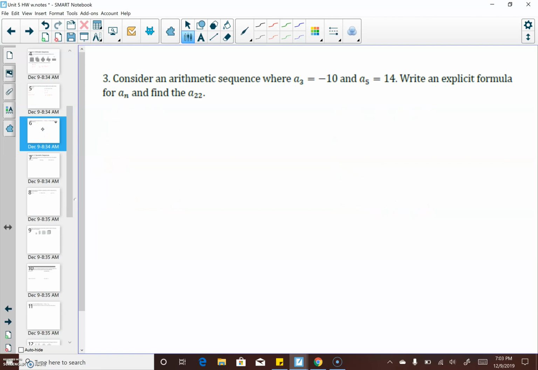For the third one, we want to consider an arithmetic sequence where a sub 3 is negative 10 and a sub 5 is 14. Write an explicit formula for a sub n and find a sub 22. So just like we did in class, we now have to figure out a little bit more here. From negative 10 to 14, and we want to be careful on our signs here, is 24 spaces.